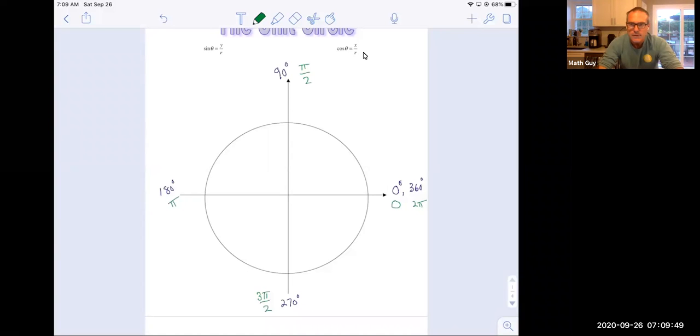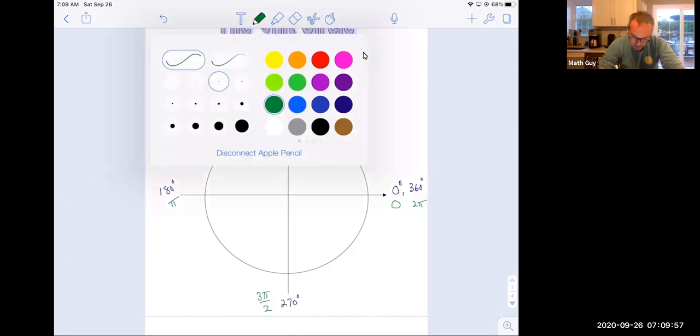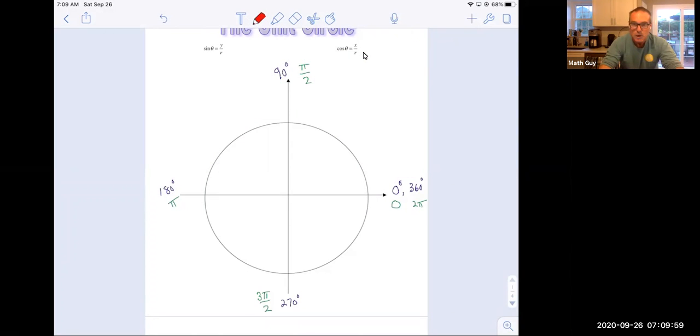So it's kind of important every now and then to just mark up a circle, especially in the context of what we're about to be doing here. Finally, this is called the unit circle because the radius is 1. So we actually can write down some ordered pairs here on the circle.